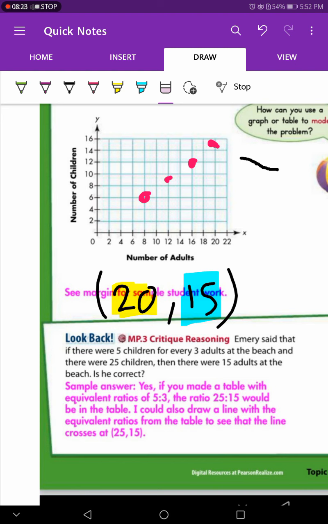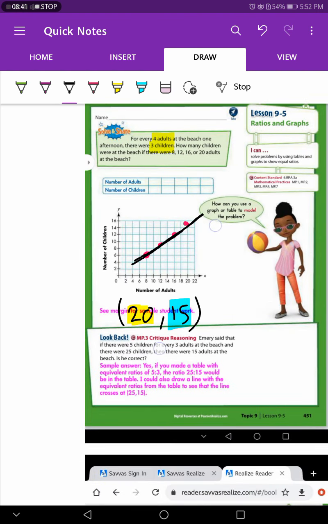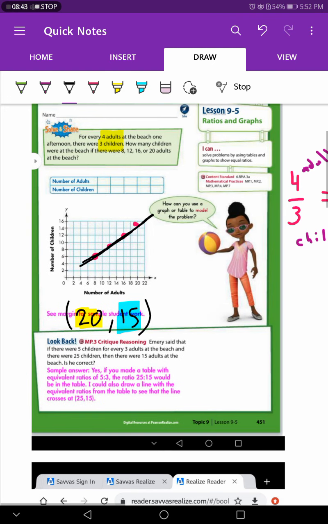Then I draw the line by using a ruler. Okay, connect them by a straight line, not a curved line. So this represents the ratio. Okay, now let us come back to how many children were at the beach.